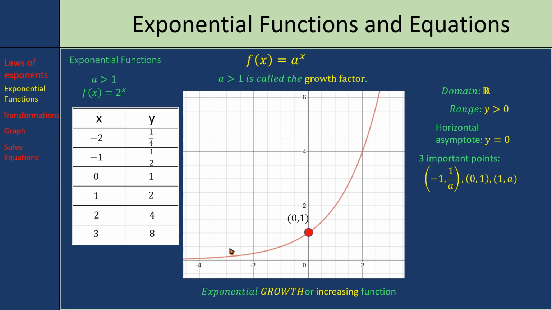When you graph these, there are 3 important points that you want to know every single time. Okay, it's negative 1 and 1 over a. Okay, so imagine if x is negative 1, you get 1 over a. In this case, it's 1/2, right? Because negative 1 means you divide by that number. And the 0, 1 is always going to be there. And then when you have 1, you have just a, because 2 to the first power is just 2, right? 1 and 2, that point here. So you know these 3 points because every time you graph, we're going to ask you to know these 3 points. So the formula is negative 1, 1 over a, 0, 1, and then 1, a.